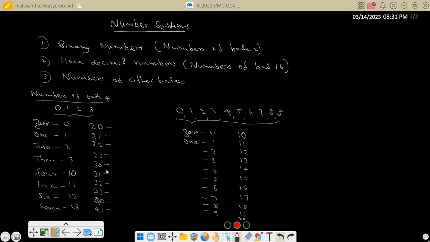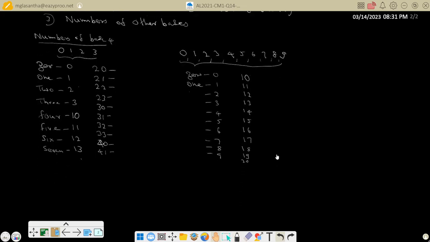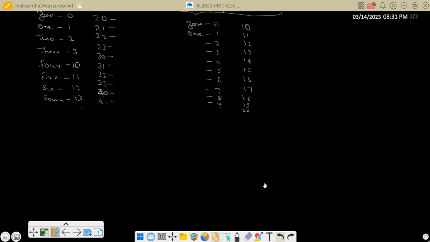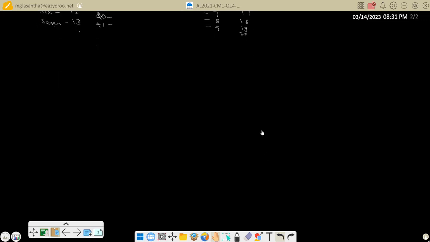Then we discuss decimal numbers. How to expand decimal numbers? In any number system, there is a method of representing these numbers. For example, take the decimal number 4276.